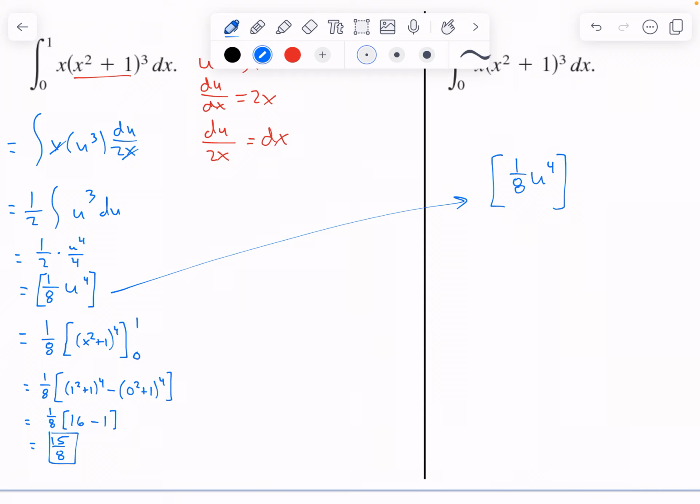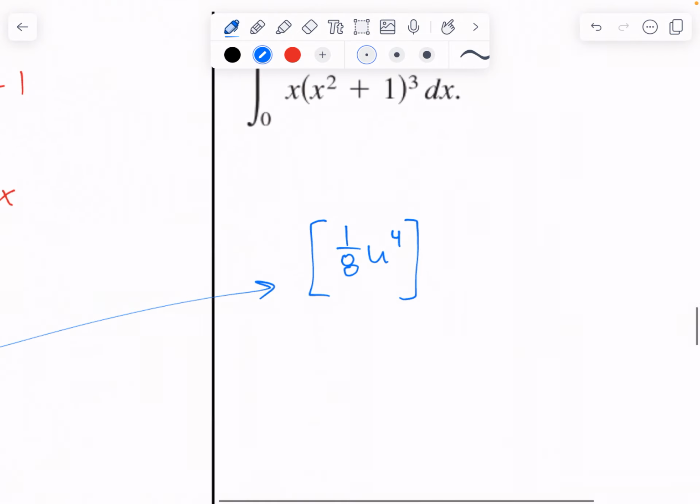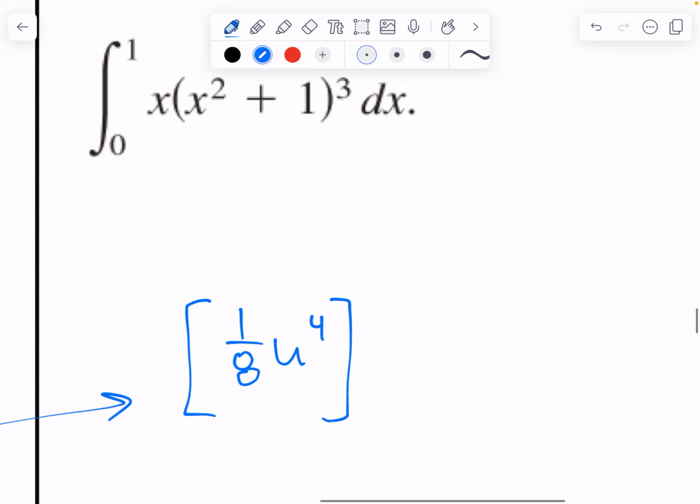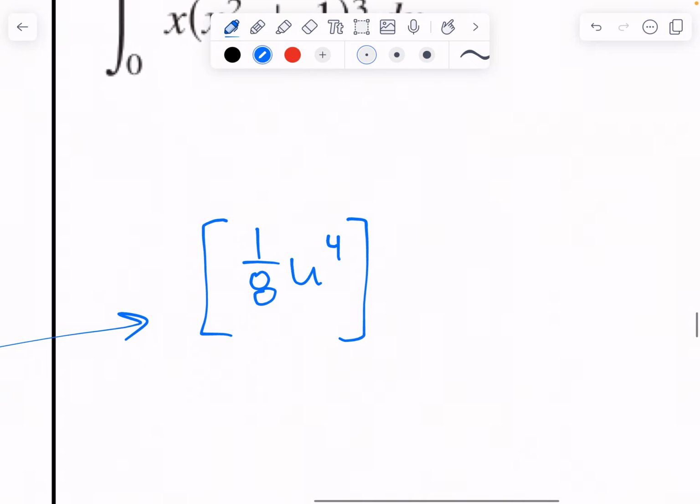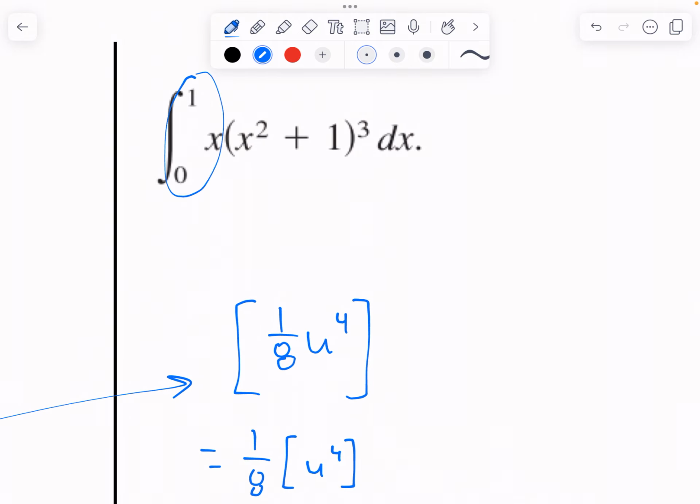It wasn't too terribly difficult to do here because u was not equal to anything too difficult, and our antiderivative wasn't that difficult. However, choice number 2 you might like more, because in choice number 2 we can leave it as 1/8 u to the fourth. And like I talked about, I could factor that 1/8 out to make this a little easier. But if I want to leave it in terms of u, I've got to recalculate what our limits of integration are in terms of u.